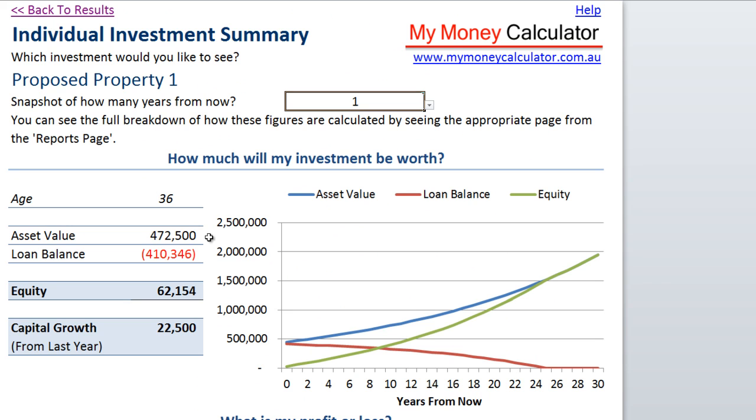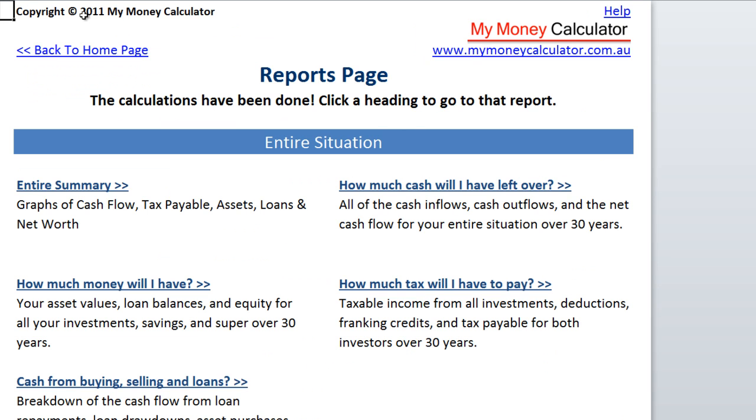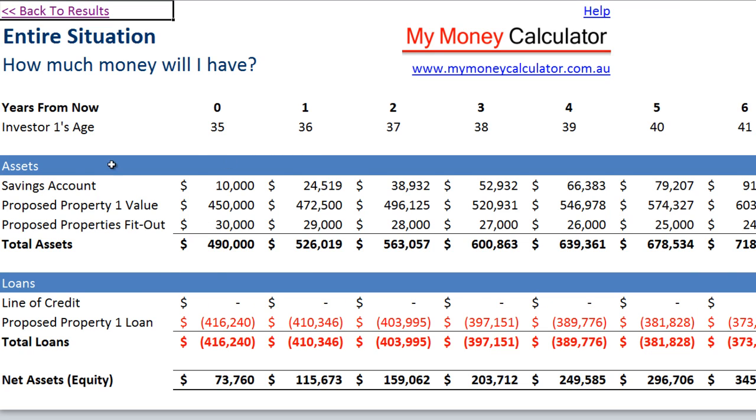So let's go back to the reports page. Now the other thing we're interested in is, can you afford this investment property? So we're going to click up the top in the entire situation section, how much money will I have? And that's going to take us to a projection of your assets, loans and equity over 30 years. Now what you can see is that while your savings account drops initially due to the deposit for the property, we can see a steady increase over time, and also that in your loan section there's no need to establish a line of credit or credit card in order to fund any expenses. So in this instance, we would say you can afford this investment property.